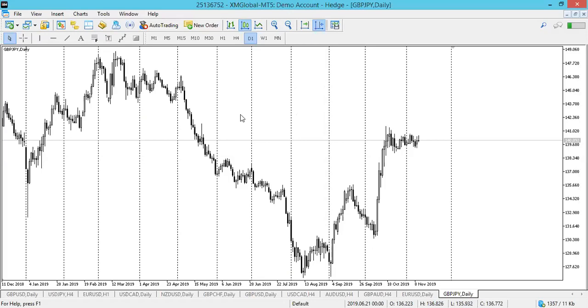mga types of indicators. By the way, someone mentioned here na hindi nakikita yung video. Can you guys see the video well? Malinaw ba? Alright, nakita naman. Okay, thank you for confirming.